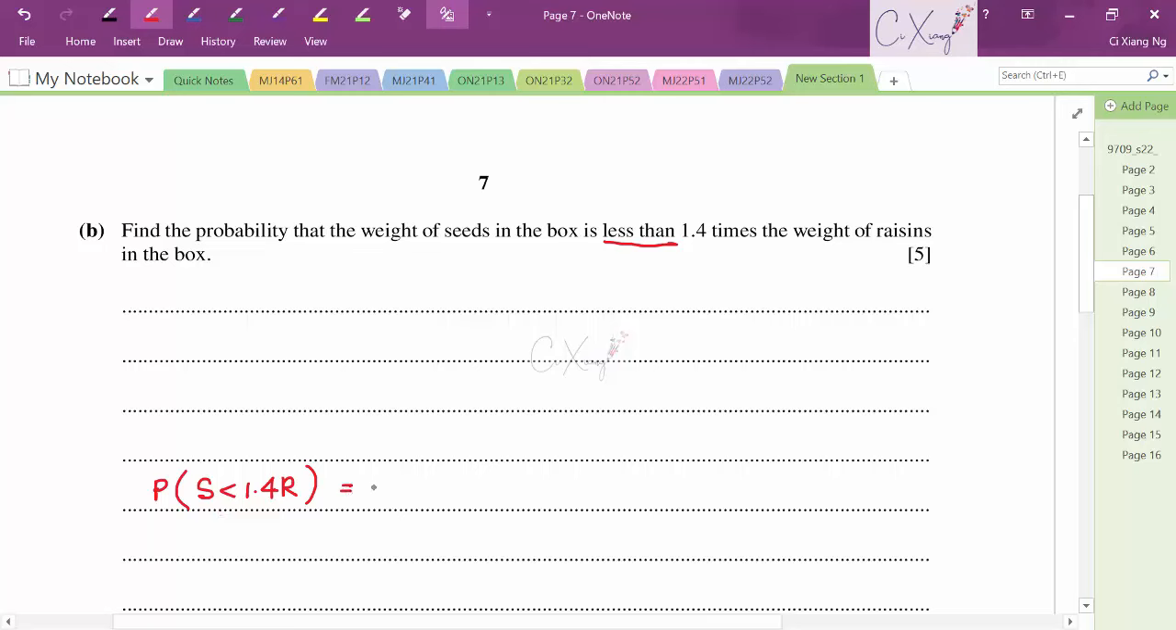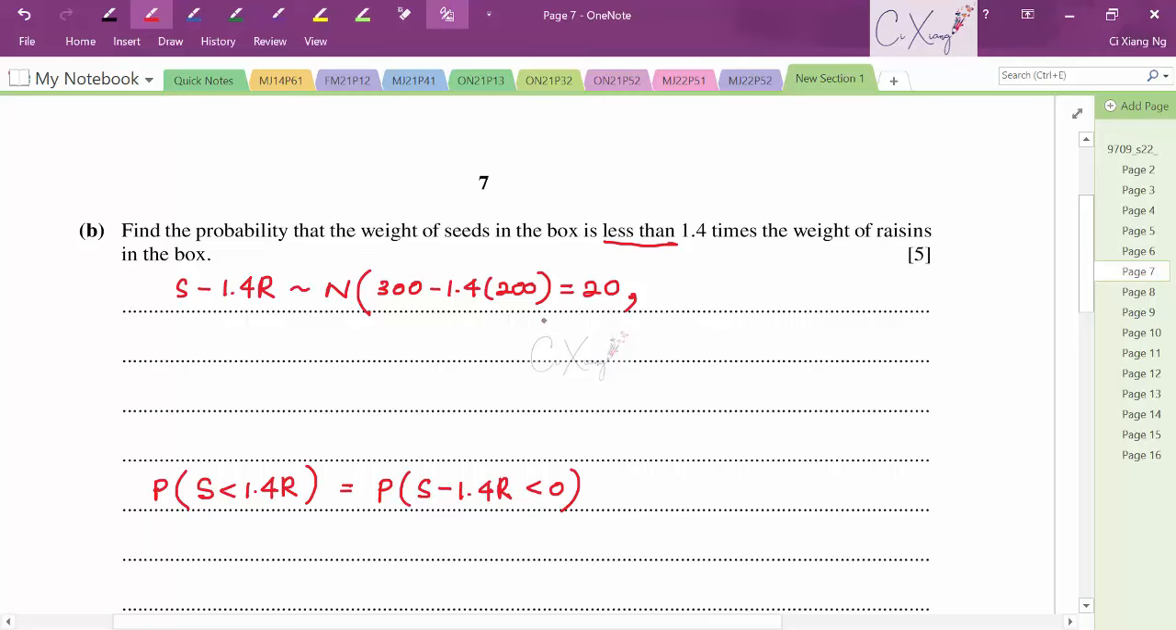Okay, so before we can find it out, we have to actually get the distribution for S minus 1.4R first. What will happen if I have S minus 1.4R? S and R are both normally distributed. Therefore, S minus 1.4R is a linear combination of the random variables, which will still be normally distributed. For the mean, I need to take the mean for S, which is 300, minus 1.4 times the mean for R, which is 200, and I will get the new mean, which is 20 for this variable.